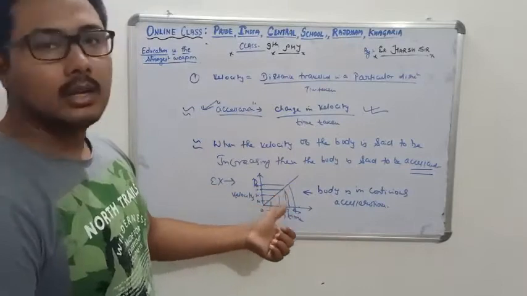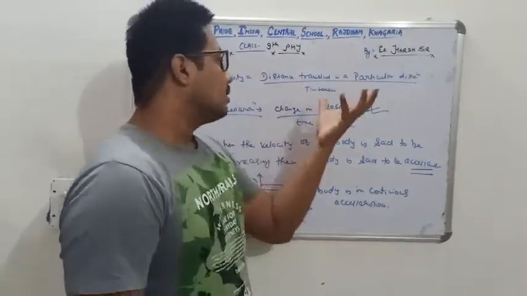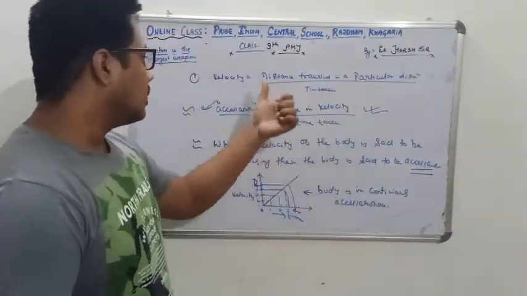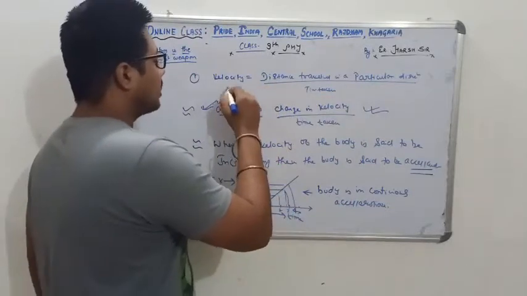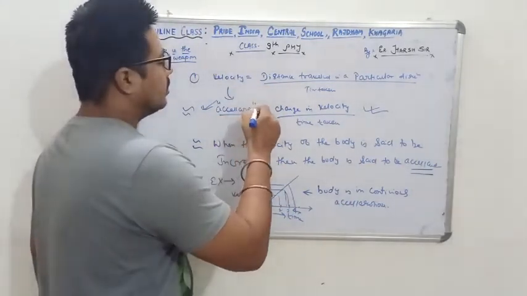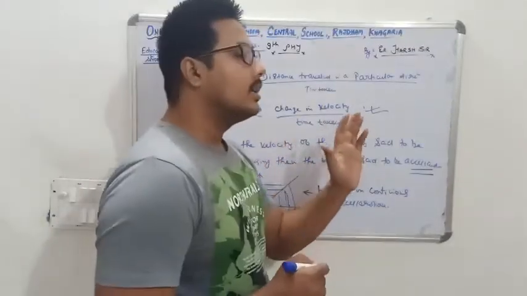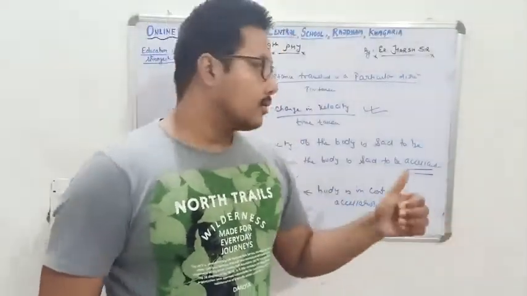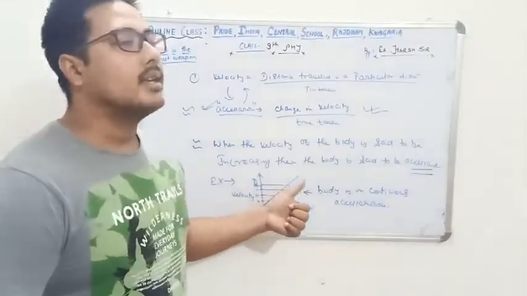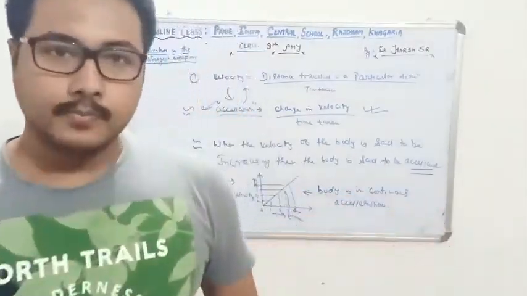I think you might have understood this. It's very simple. As we have studied in the early classes what velocity is, acceleration again we can define in terms of velocity. Acceleration is nothing but the change in velocity divided by the time taken. Now we'll move on to the SI unit of acceleration.